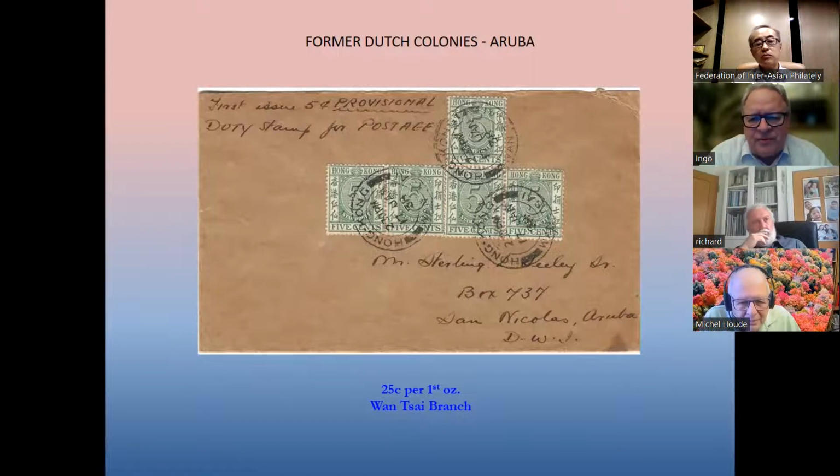And of course, the franking is very interesting, with five of the provisional revenue stamps. And it's a little bit philatelic. Somebody wrote on it, first issue, 5 cents provisional. It's the first day of that that was put into effect when they had the shortage of 5 cent stamps. And the other feature of this is that it's a Wan Chai branch cancellation, which is always nice to get in the 1930s.